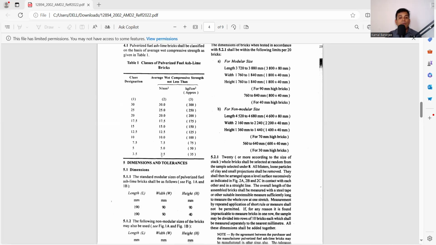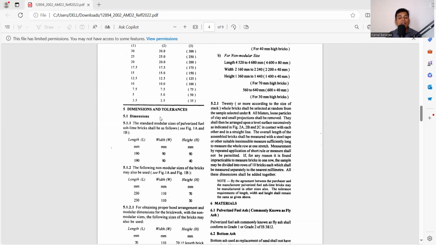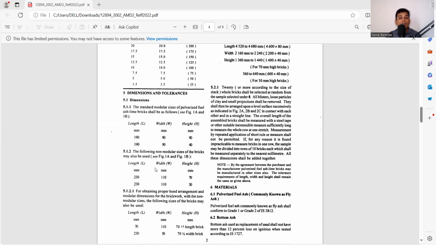Next is the dimension and the tolerance. The standard modular size of pulverized fuel ash lime bricks shall be as shown. That is clause 5 of IS 12894, which gives the brick size, that is length, width and height. 190 into 90 into 90 are the modular or standard sizes, and non-modular sizes are 230, 110 and 70, and 230, 110 and 30 can be produced. That is 190, 90, 90; 190, 90, 40; and the non-modular 230, 110, 70; 230, 110, 30.